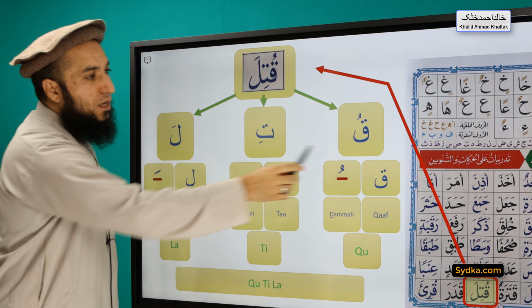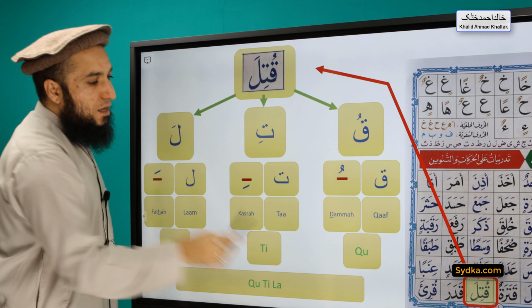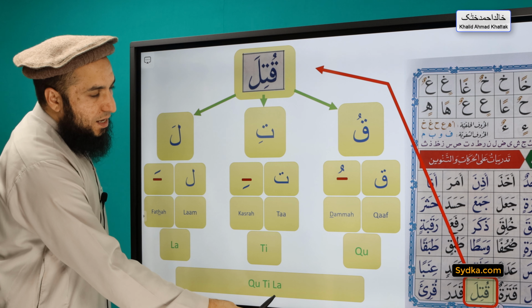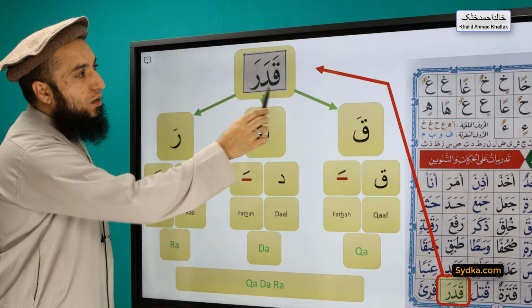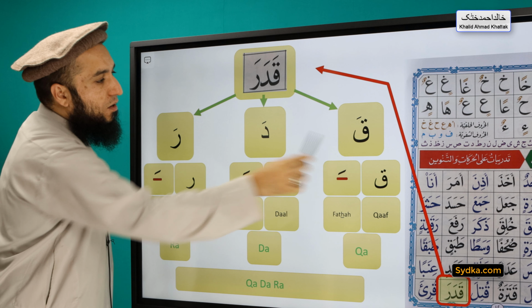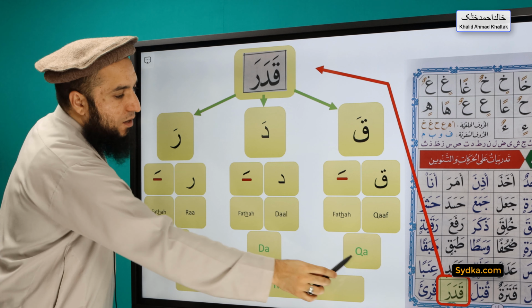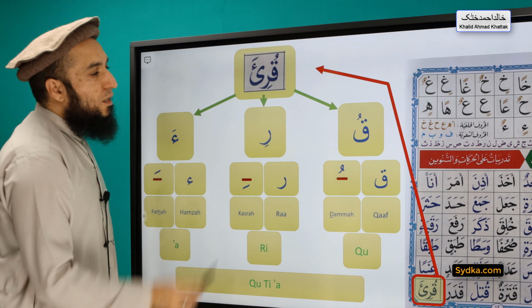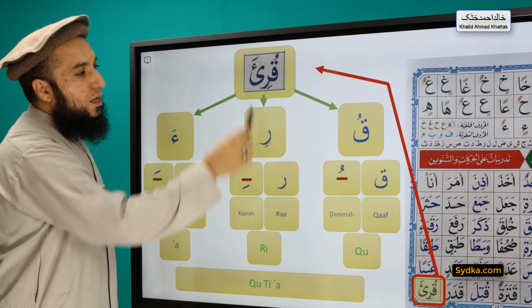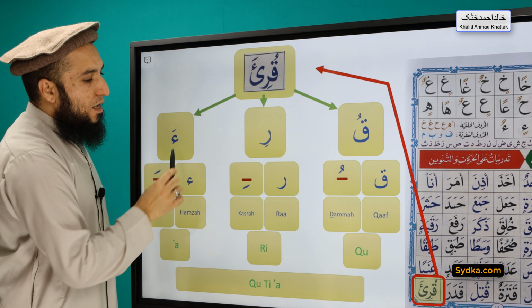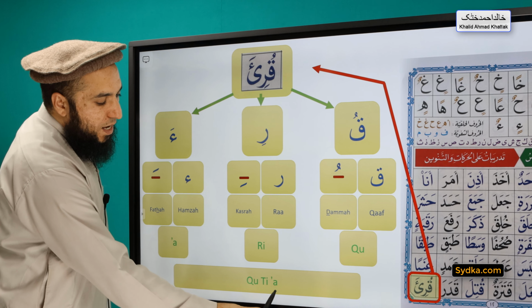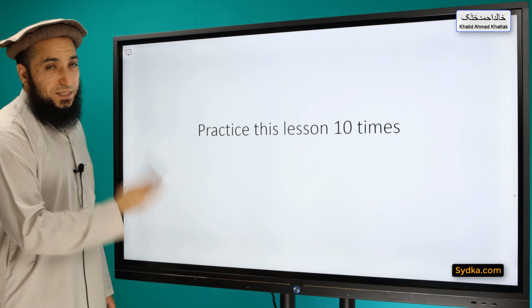قتل قتل قتل قتل. قدر قدر قدر قدر. قرئ قرئ قرئ قرئ.